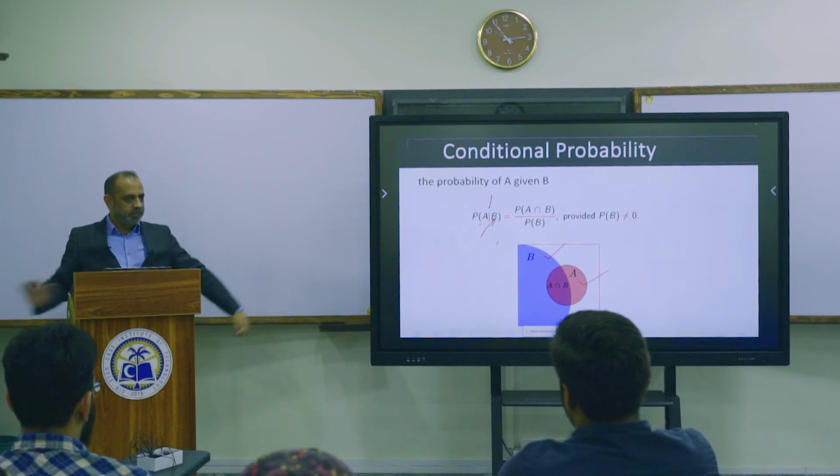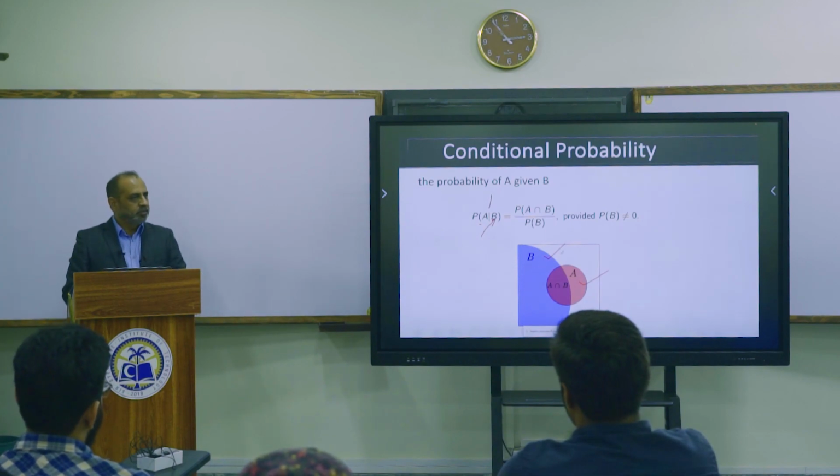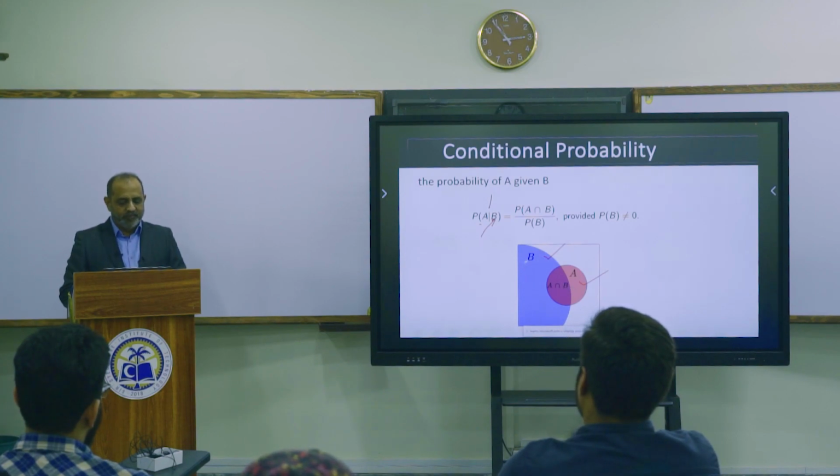Now your sample space is only this much. First your sample space was the entire sample space. Now your sample space is what has happened. Obviously once you say B is given, that has happened, so this is not even possible now.